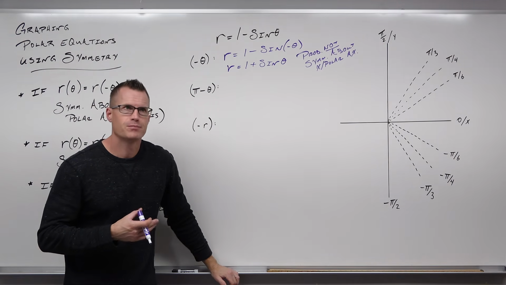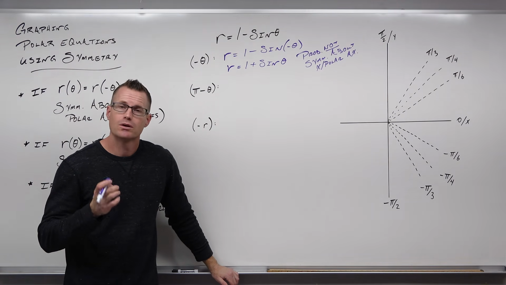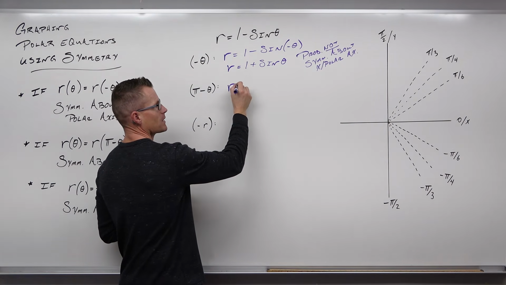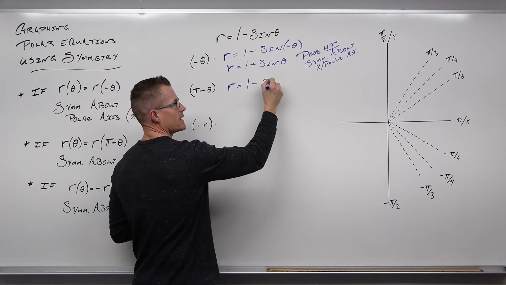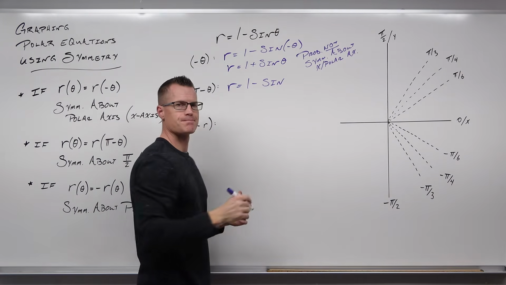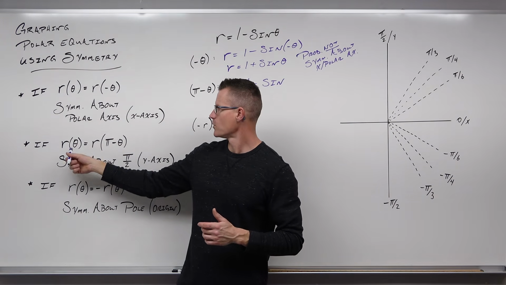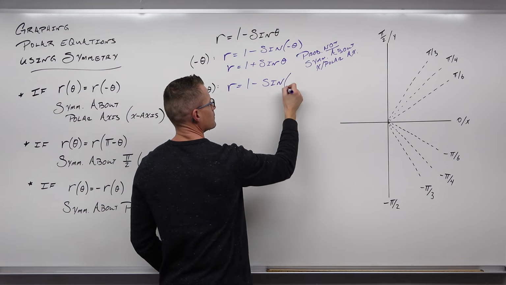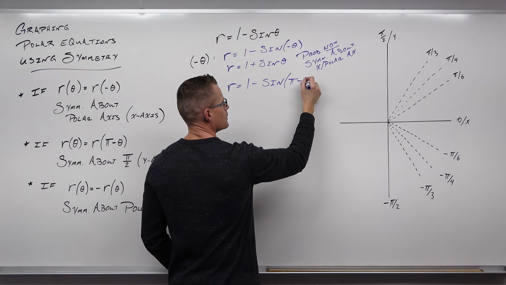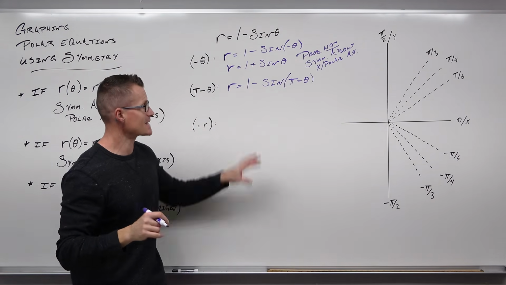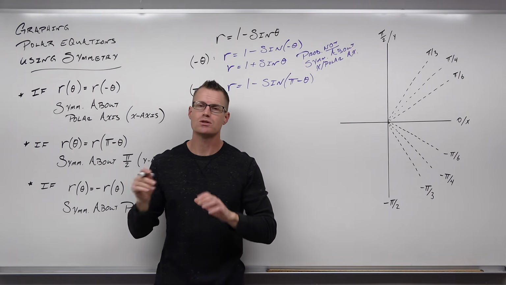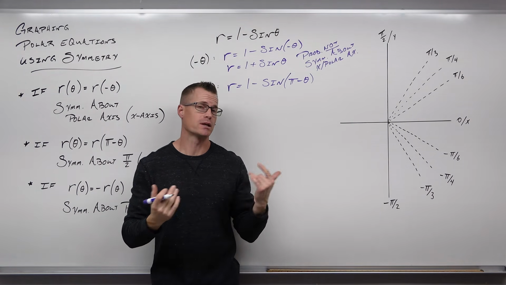So how about pi minus theta? You're going to have to use some identities here. We're going to see that right now. So I'm going to take r, I'm going to leave r alone. 1 minus sine. This says replace your theta with pi minus theta and see what happens. Remember, if we simplify this and get exactly what we started with, we will for sure have symmetry about the pi over 2 axis or the y-axis. So let's deal with that.